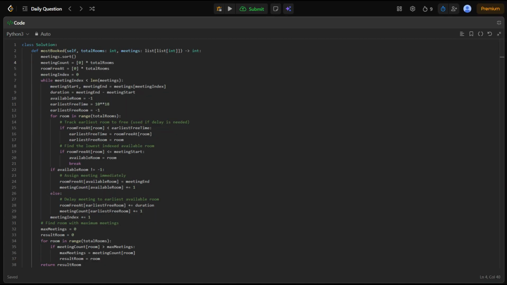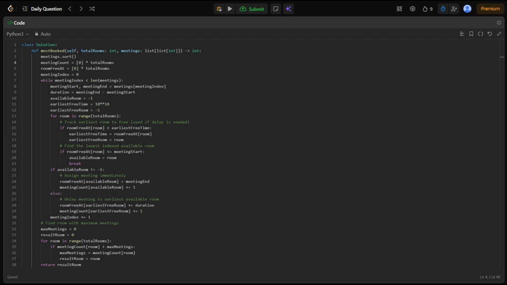In this problem, we are given multiple meeting rooms and a list of meetings, each with a start time and an end time. Our goal is to simulate how meetings are assigned to rooms based on strict rules and finally determine which room hosted the most meetings. The key challenge here is handling room availability, delays, and priority rules correctly.